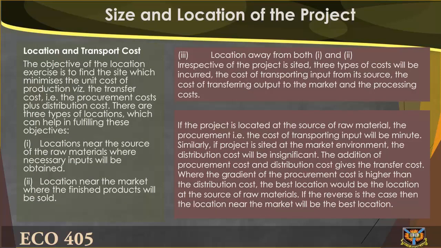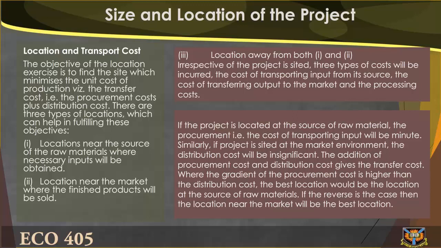Location and transport costs. The objective of the location exercise is to find a site which minimizes the unit cost of production, viz. the transfer costs, that is, the procurement costs plus distribution costs. There are three types of locations which can help in fulfilling these objectives. 1. Locations near the source of the raw materials where necessary inputs will be obtained. 2. Location near the market where the finished products will be sold. 3. Location away from both 1 and 2.